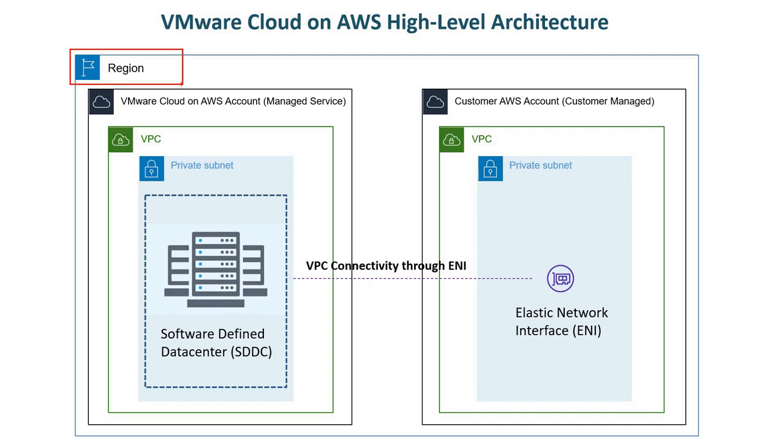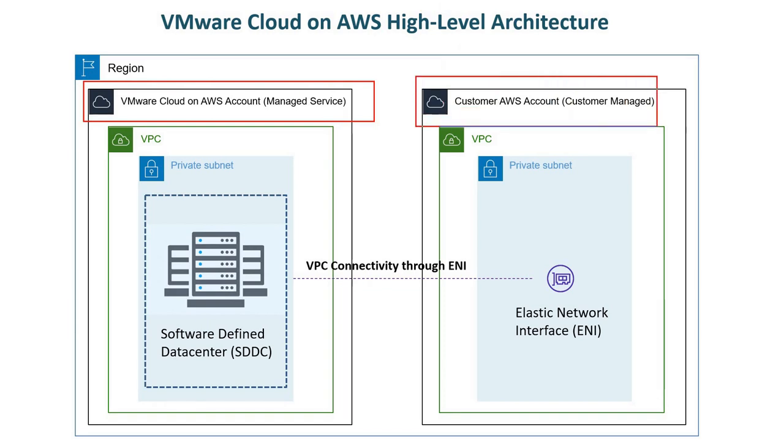The next thing you see is that we have two AWS accounts. The very first account is the VMware Cloud on AWS account, and the second is the customer AWS account. So what's the difference between these two accounts? Now, to deploy a VMware Cloud on AWS SDDC, a customer needs to have an AWS account. That's the very first requirement before deploying this service.